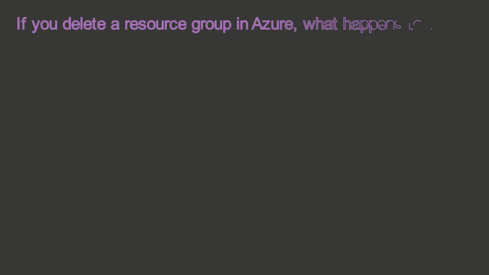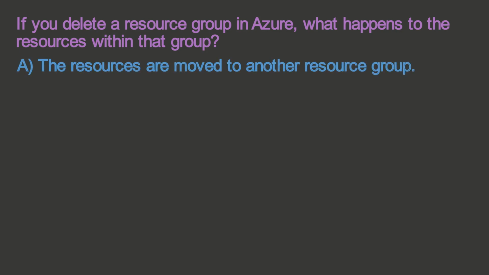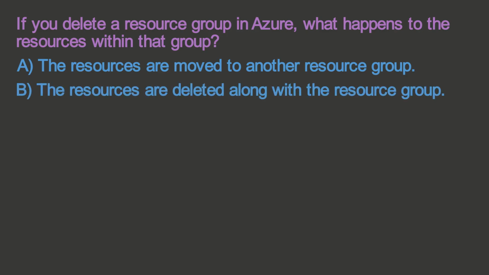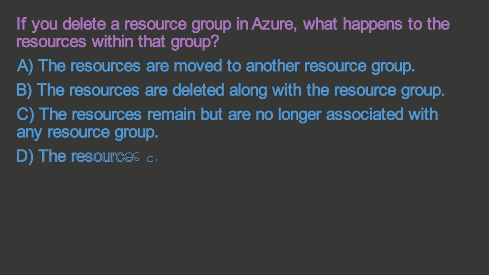If you delete a resource group in Azure, what happens to the resources within that group? A. The resources are moved to another resource group. B. The resources are deleted along with the resource group. C. The resources remain but are no longer associated with any resource group. D. The resources are archived for future use.